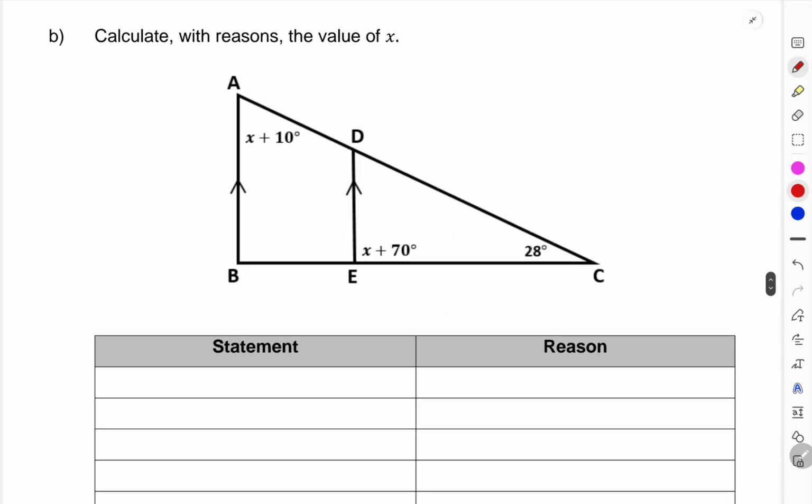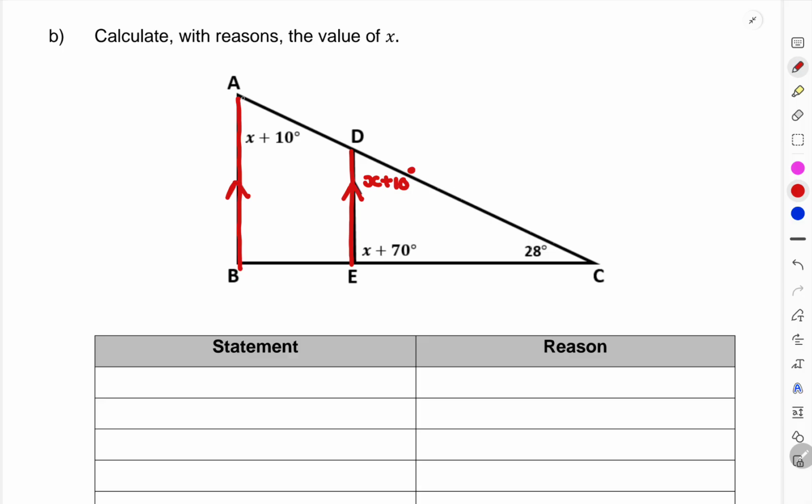Okay, number B, calculate with reasons the value of x. Okay, so now let's have a look. They've given me parallel lines over here. Oopsie, sorry, I just put my charger in. Parallel lines, which means that x plus 10 will also be here.